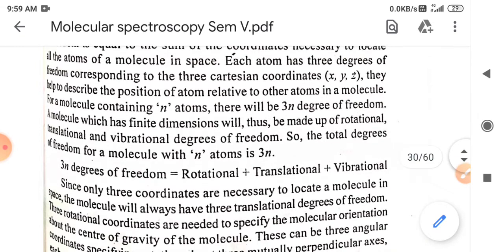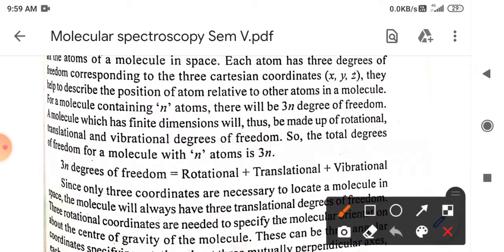So in order to describe the position of atoms relative to each other in the given molecule, for a molecule containing n atoms, we have considered 1, 2. In general, if there are n atoms in the given molecule, then there will be 3n degrees of freedom: one along the x-axis, one along the y-axis and one along the z-axis for one atom. So for n atoms it will be 3n degrees of freedom.